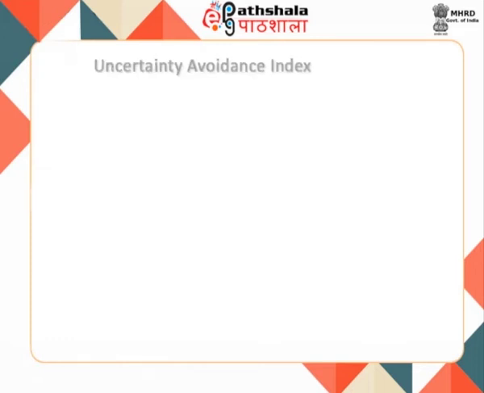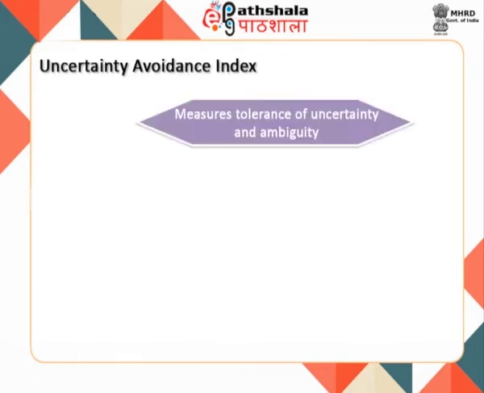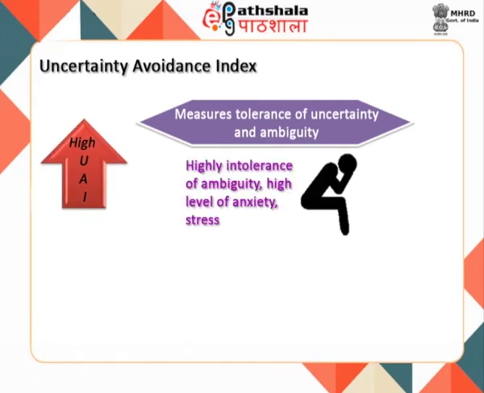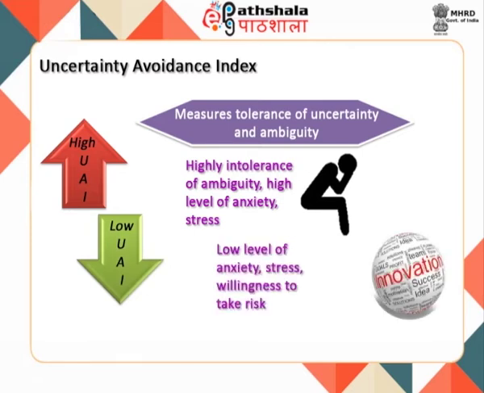power. Uncertainty Avoidance Index. It measures the tolerance of uncertainty and ambiguity among members of a society. Cultures with high UAI scores are highly intolerant of ambiguity and as a result tend to be distrustful of new ideas or behaviors. They tend to have a high level of anxiety and stress and a concern with security and rule following. Cultures scoring low in uncertainty avoidance are associated with a low level of anxiety and stress, a tolerance of deviance and dissent, and a willingness to take risks.